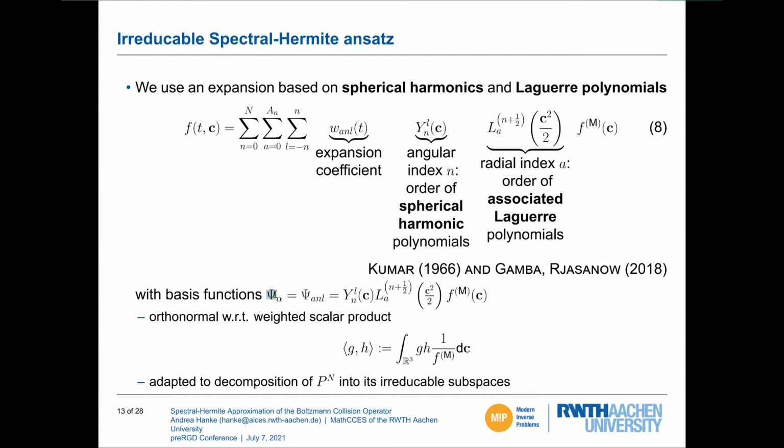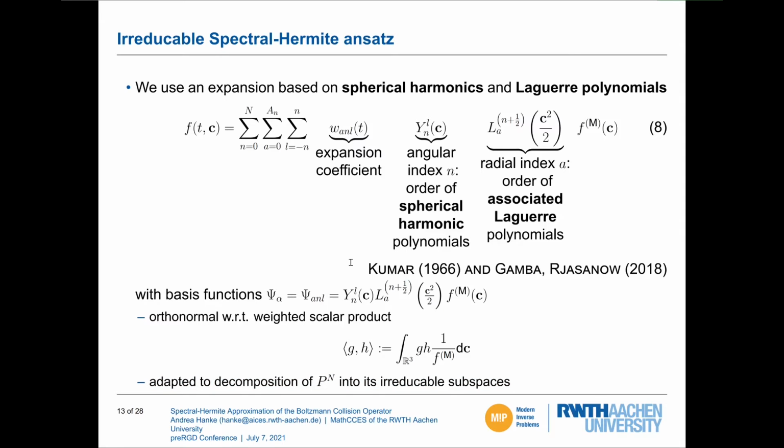Our basis functions C alpha now are basis functions depending on 3 indices, A for the radial index, N for the angular index, and L to describe which one of the spherical harmonics you want. They are orthonormal with respect to the weighted scalar product, and the important part is they are adapted to the decomposition of Pn of our polynomial space into its irreducible subspaces.